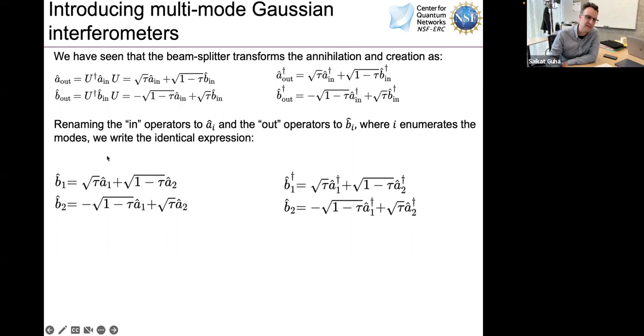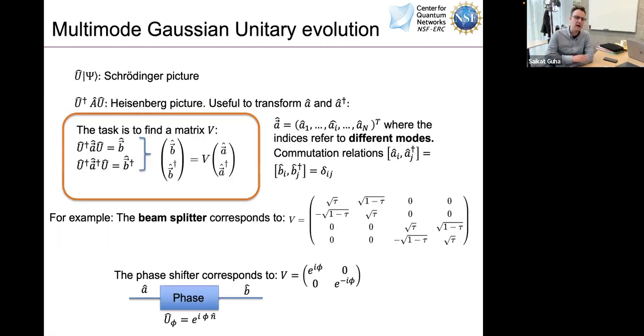Now again, this is the beam splitter, but with the operators renamed: A to be the input operators and B to be the output operators, where now I count the mode I'm referring to. I hope this is clear. Again, nothing will change here. Schrödinger picture, Heisenberg picture, 1 mode, 2 modes, 3 modes, the mechanics of the math behind it are the same. What is the task?